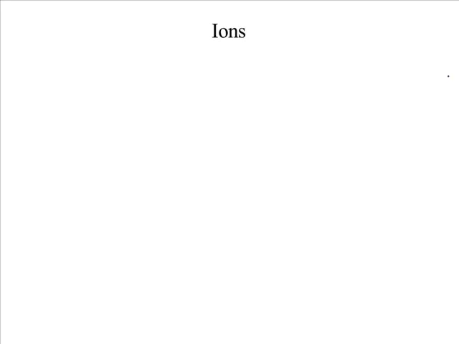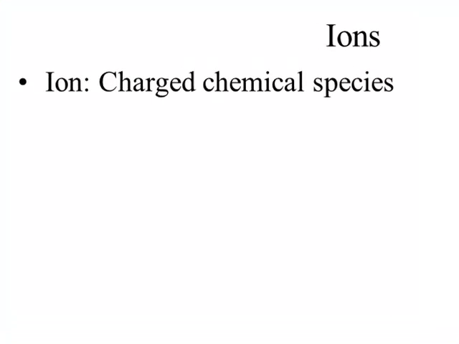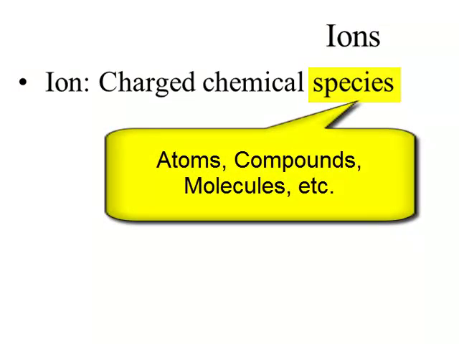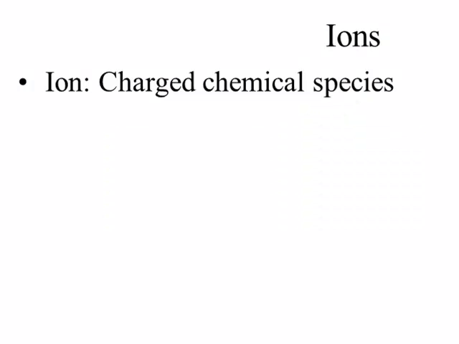The word ion has a general meaning that can be applied in a lot of different circumstances. Generally speaking, an ion is any chemical species that has a charge. The term species in this setting simply refers to any piece of matter, such as an atom, a molecule, or a compound. It's a general term chemists use when they don't want to commit to being more specific.